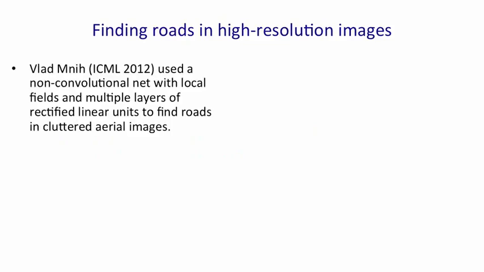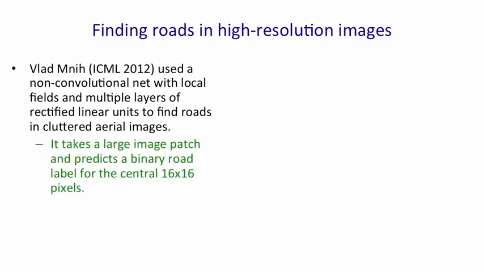Volodymyr Mnih used a net with local fields, but without convolution, to extract roads from aerial images. These are cluttered aerial images of urban scenes. Again, he uses multiple layers of rectified linear units, and he takes a relatively large image patch and predicts for the central 16 by 16 pixels whether each of those pixels is a piece of road or not a piece of road.